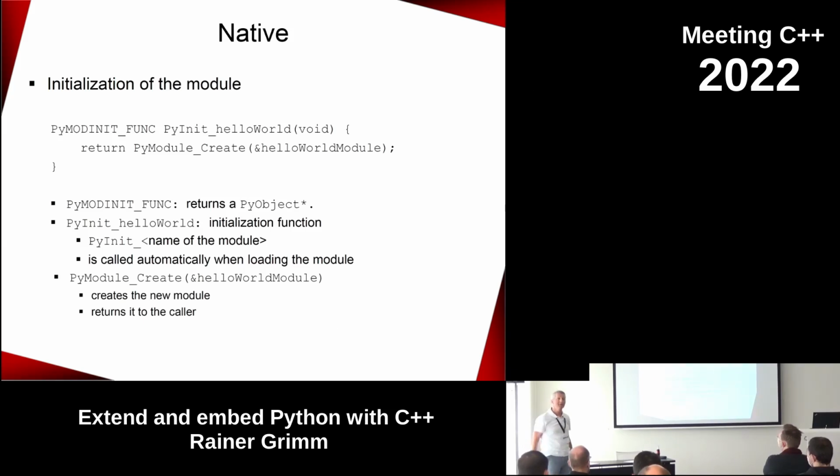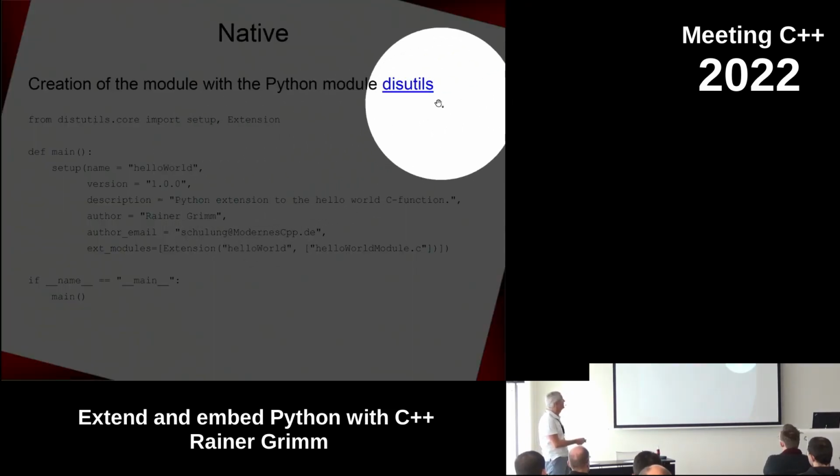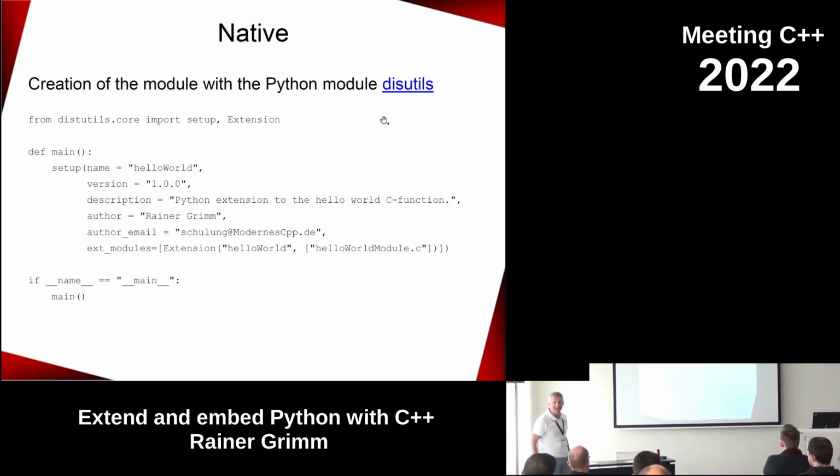How would you build it? Of course, Python has it built in. We have distutils, which allows you to create packages. And this is a minimal description of a package. It's not minimal. A few things are not necessary. What should be part of it is, of course, the name of the module, and second, that it's an extension consisting of this C file.